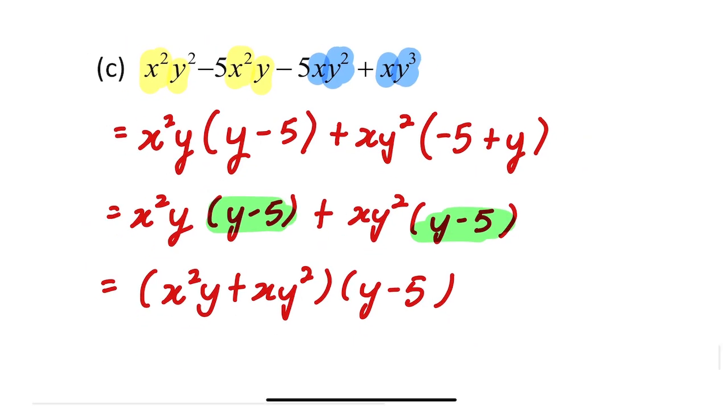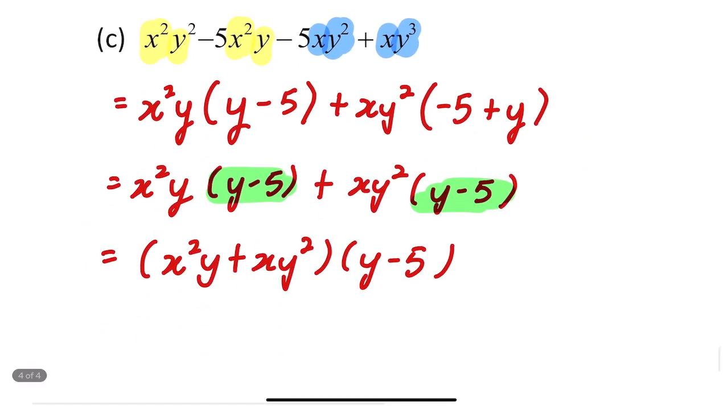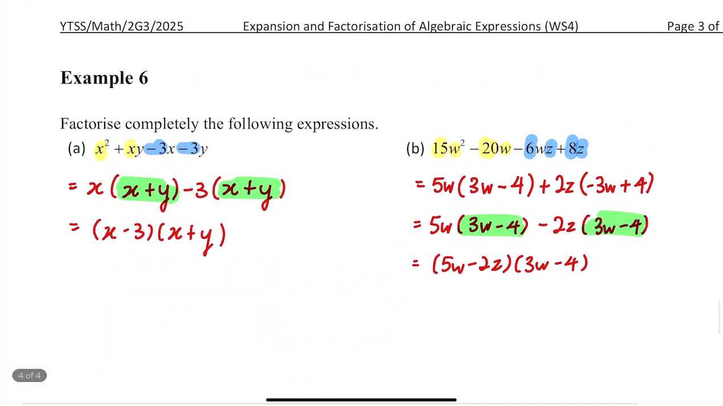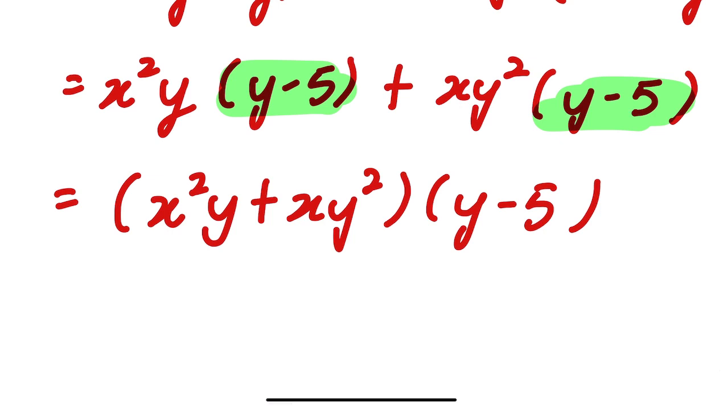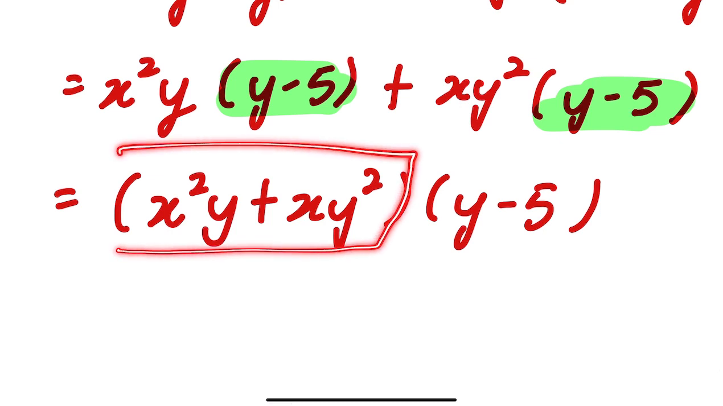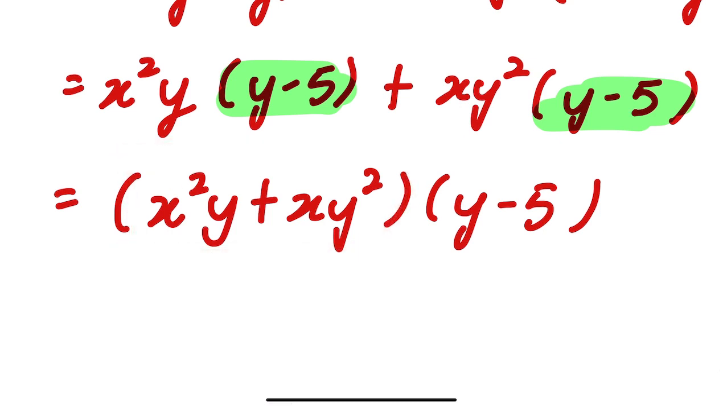But actually, if I do this right, this is not the final answer yet. Why? Because the question here says factorize completely. So if we were to check these factors over here, can you still find any common factors in this factor here? You notice that these two terms have an x and a y, right? I can still factorize this further. I can take out from these two terms xy, one copy of x and one copy of y.